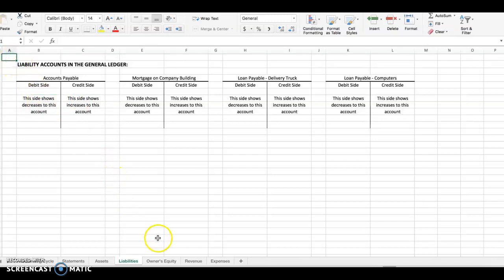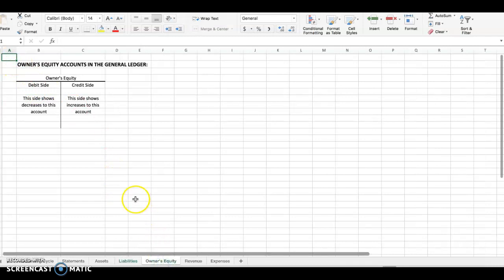Let's go to another one. Another kind of account, owner's equity. This shows the value of the business. This does look like liabilities. It's not a liability, but it looks like it's set up the same way.